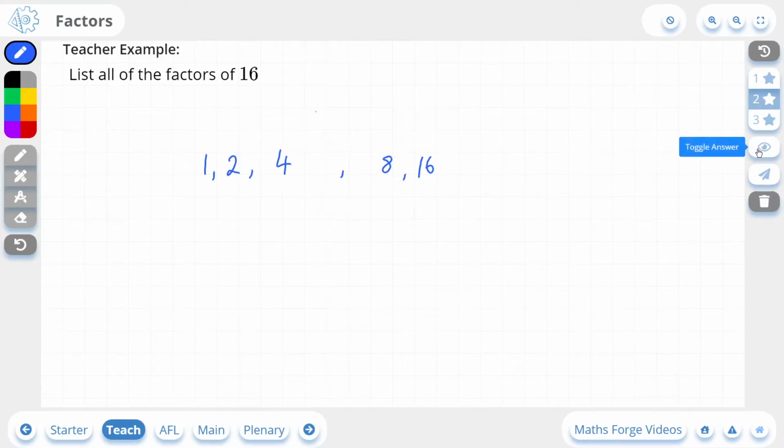4 is a factor of 16, so we just write down a single 4. And if we check our answer, there it is. 1, 2, 4, 8, and 16. So I kind of skipped 5, 6, and 7 because I know that you cannot multiply any whole numbers onto 5, 6, and 7 to get to 16. So these are all of the factors of 16.